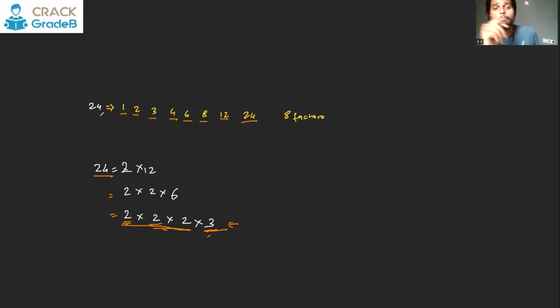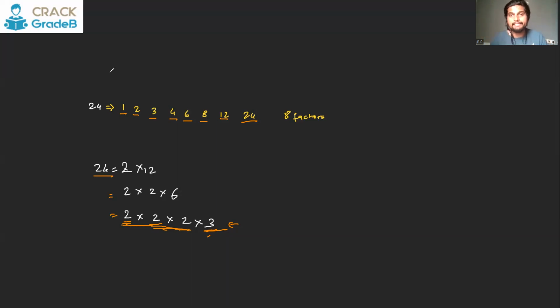That means the factors are the different combinations of this product. You have 3 number of 2s and 1 number of 3. And what are the different combinations you can make out of these? Zero 2s or one 2, two 2s, three 2s, and zero 3s or one 3. So however many different combinations you can make out of 2s and 3s, those many factors we can have.